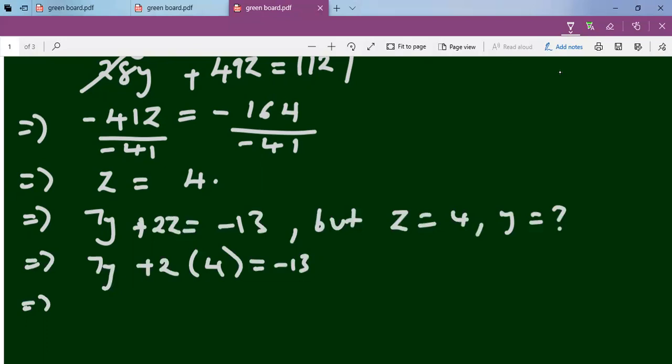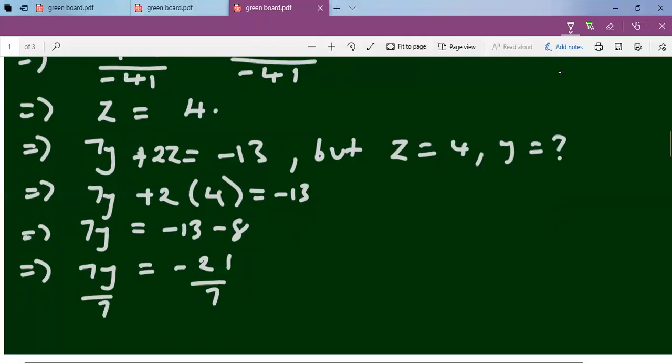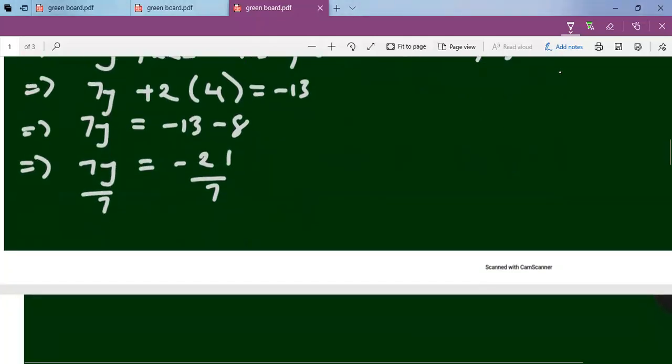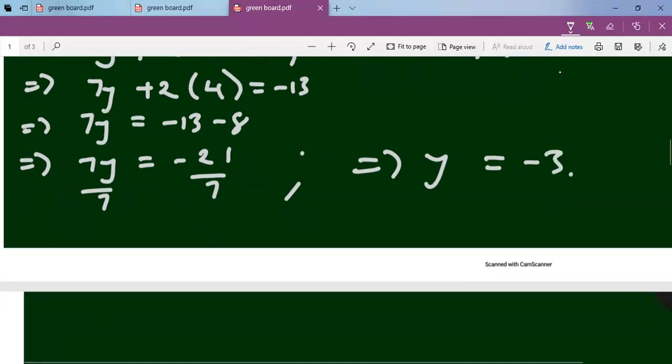So when we add negative 8 both sides, because 2 by 4 is 8, you are going to have 7y is equal to negative 13 minus 8. So what does it mean? That was 7y is equal to negative 21. So you divide by 7 by 7. What it means is that y is equal to negative 3.